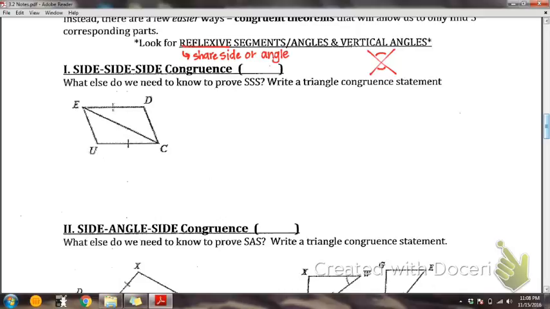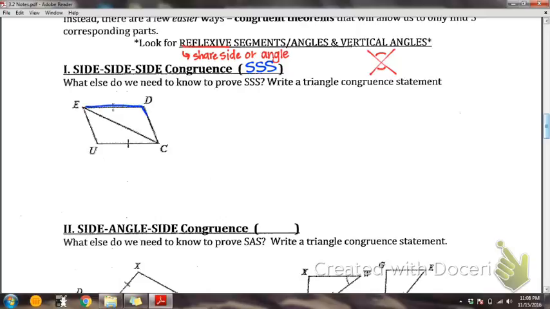So we are allowed to use something called side, side, side. If we can prove that all 3 pairs of sides are the same, then we don't have to know anything about the angles, and we can just say that these 2 triangles are congruent by side, side, side. So we're going to use 3 S's, side, side, side, to represent that the 2 triangles are congruent.